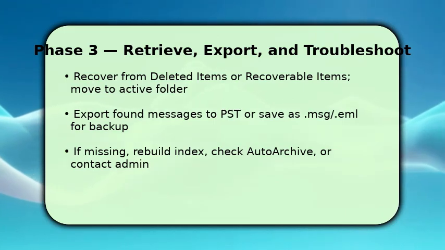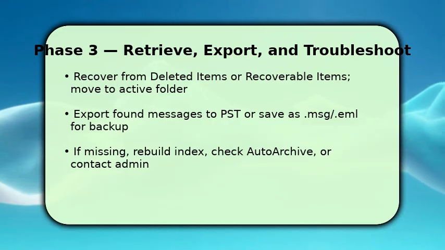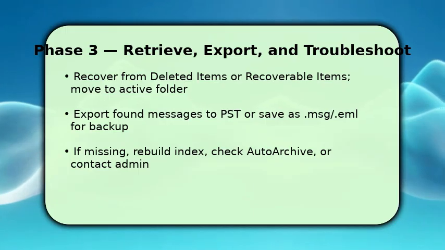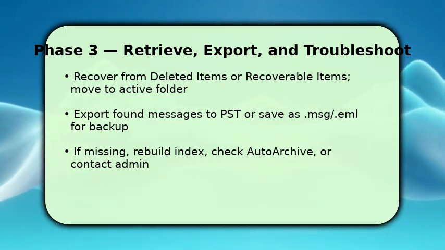If messages remain missing, rebuild Outlook search index, verify auto archive settings, and check server retention policies, and, if necessary, contact your admin so they can inspect server-side retention or backups.